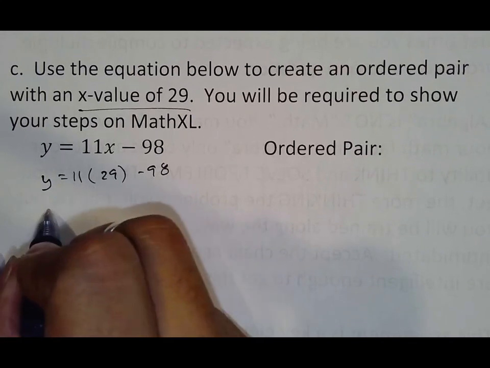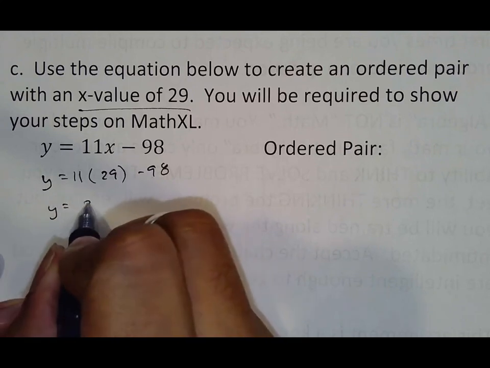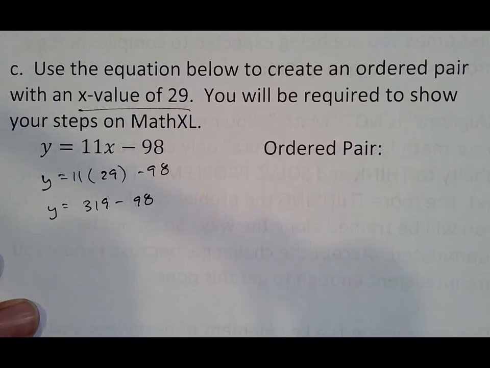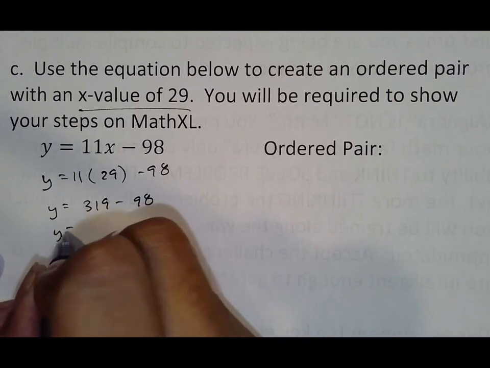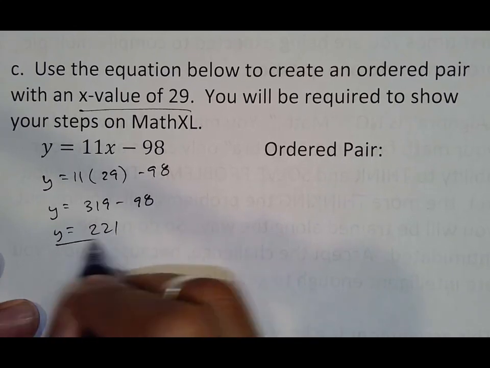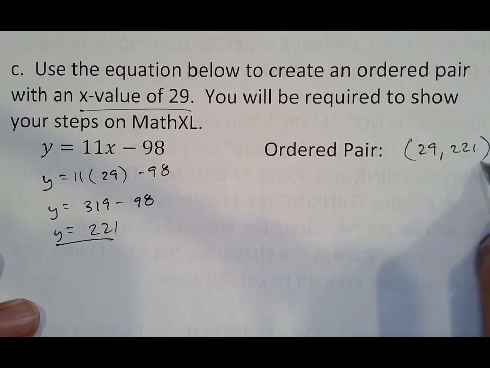You then do 11 times 29, which I believe is 3, I don't know, no, I should know that. 319, yeah, that's what I was going to say, although you won't believe me. Minus 98, and so then you subtract 98, getting y equals 221. And again, that's my y, that's my x, so your ordered pair would be x first, y second.